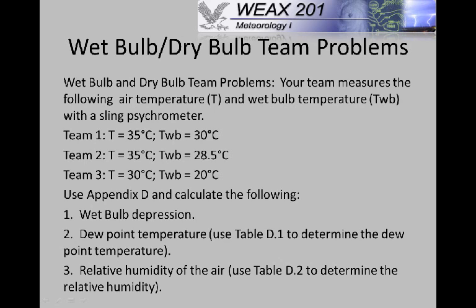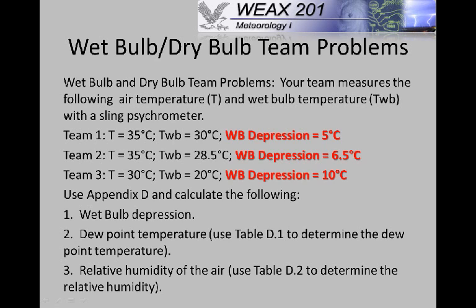You're going to use Appendix D in your textbook to calculate the following questions. First of all, what is the wet bulb depression? The wet bulb depression is simply defined as the difference between the temperature and the wet bulb temperature. So in the case of Team 1, the wet bulb depression is 5 degrees Celsius, and we obtain that by subtracting 30 degrees Celsius from 35 degrees Celsius. In Team 2, the wet bulb depression is 6.5 degrees Celsius, which is obtained by subtracting 28.5 degrees Celsius from 35 degrees Celsius. And then Team 3, the wet bulb depression was 10 degrees Celsius, and that was obtained by subtracting 20 degrees Celsius from 30 degrees Celsius.